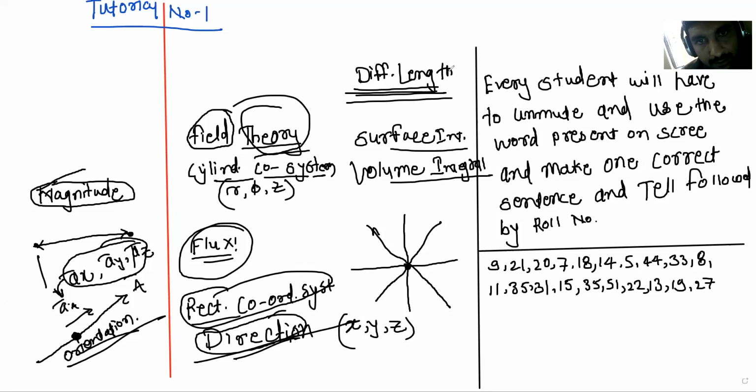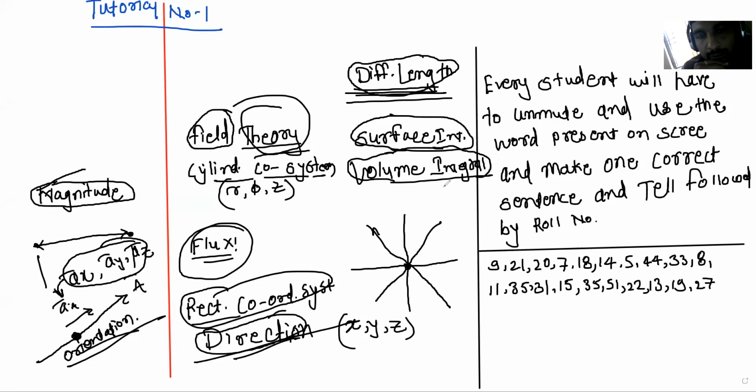Differential length, or infinitesimal length, is a small section of length which is considered to obtain a net effect. Then you have a surface integral, which is used to obtain the density of, let's say, flux across that surface. And a volume integral is used to obtain the total power flowing out from that volume. So these are some of the sentences which you can create out of these words, right?